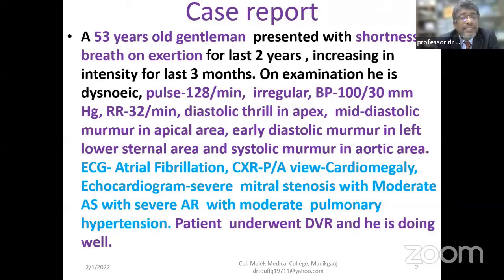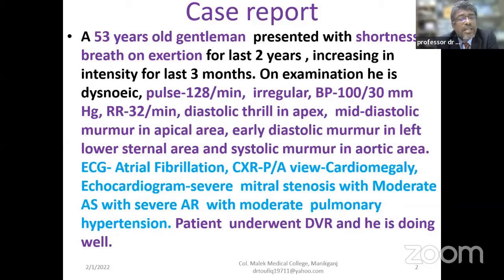How actually may a patient with aortic regurgitation present? In that case, the patient may present with shortness of breath on exertion for the last 2 years, increasing in intensity for the last 3 months. Shortness of breath is usually the most important and most frequently found presentation of a patient with valvular heart disease. It may be due to a mitral valve or aortic valve lesion or any type of valvular lesion, whether a stenotic lesion or a regurgitant lesion. Whatever the type of lesion, patients usually present with shortness of breath.